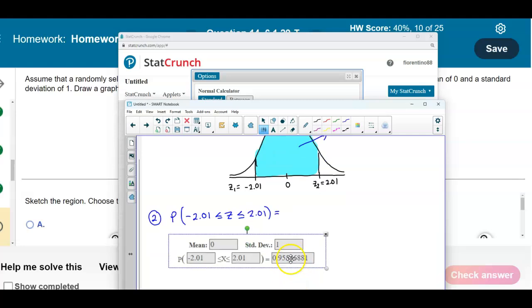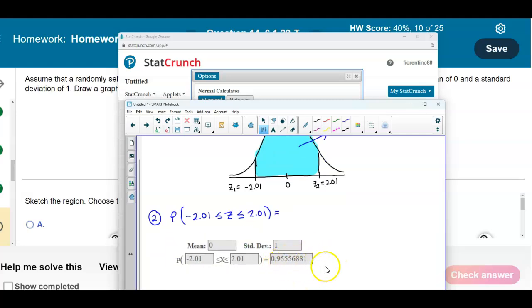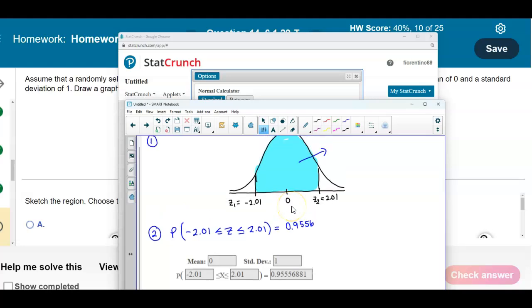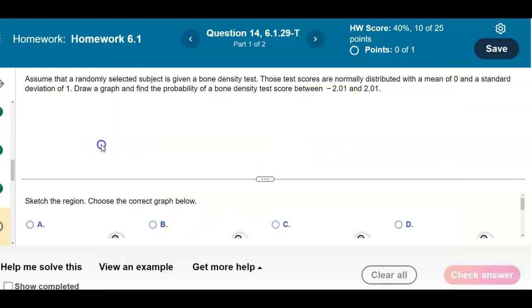Okay, and so now what we want to do is find the area and then round this to 4 decimal places. So if we round it to 4 decimal places, this is 0.9556. So therefore, the probability that's in between those two scores is 0.9556. Let's go ahead and answer our questions.